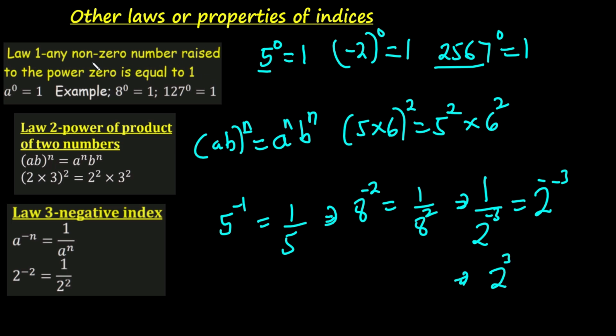So these are the first laws, or let me call them properties, apart from the first three laws, which are the multiplication law, the division law, and the power rule. The first one says that any non-zero number raised to the power 0 is equal to 1. The second one says that when two or more numbers are in a bracket or parenthesis and all of them are raised to an index, the index affects both numbers in the bracket. And this one is the negative index or the reciprocal. For example, 5 raised to the power negative 6 is also equal to 1 over 5 raised to the power 6.